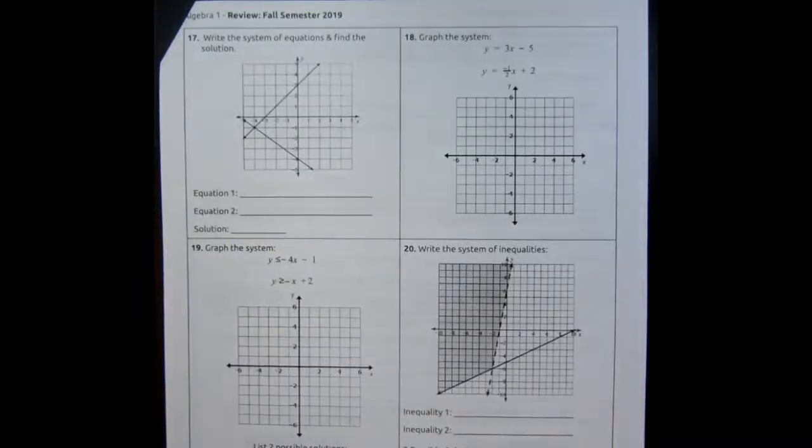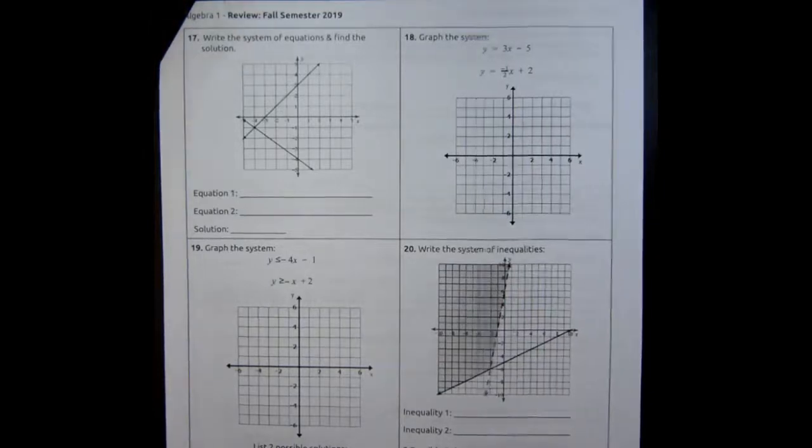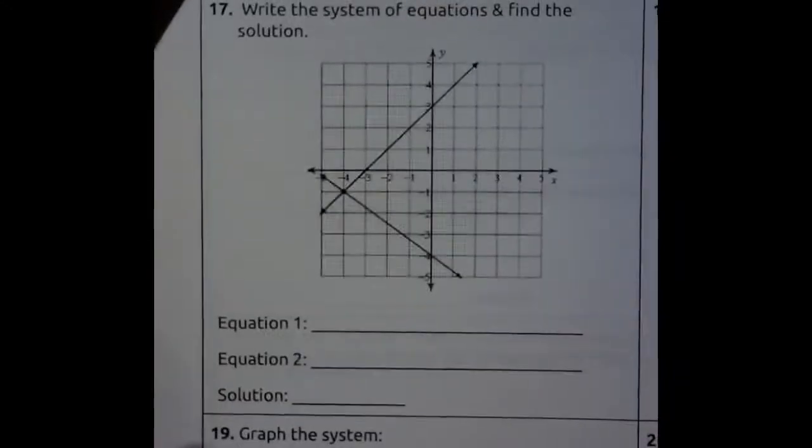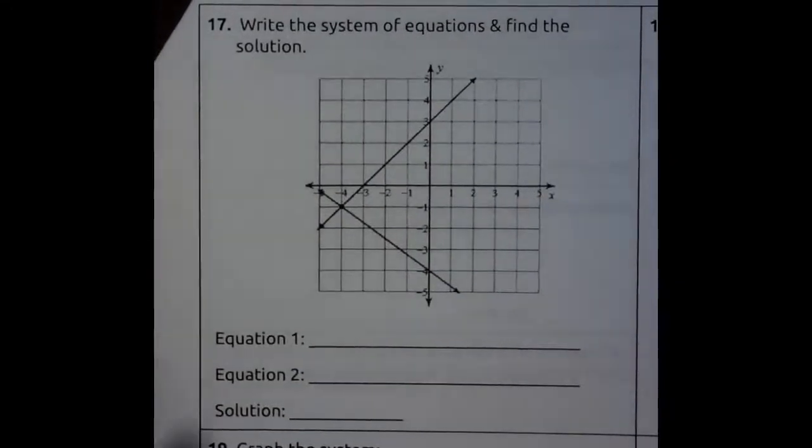Okay, here are questions 17 through 20 on your final exam review for Algebra 1. Let's zoom in a little bit. Okay, 17. Write the system of equations and find the solution.